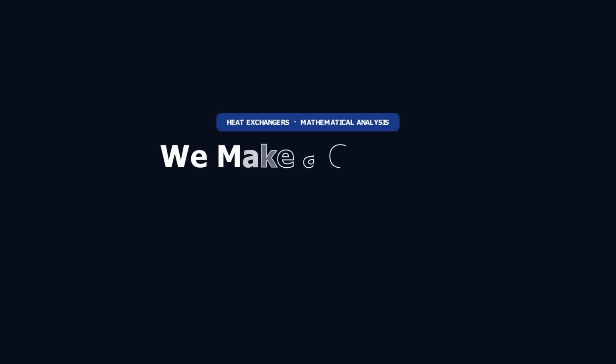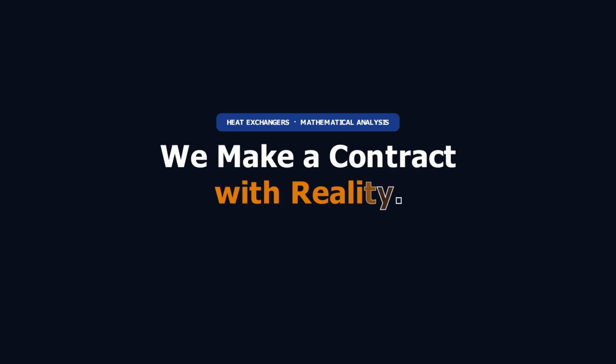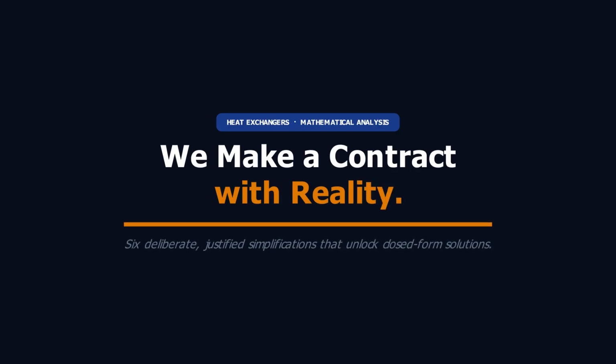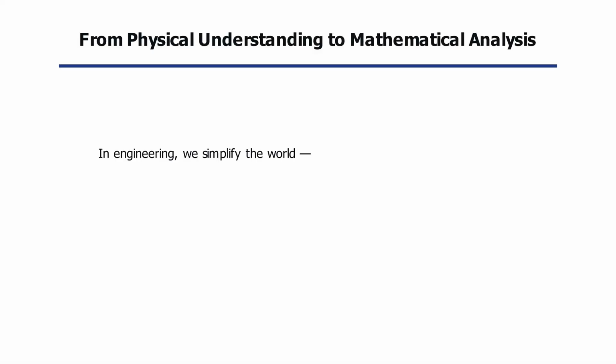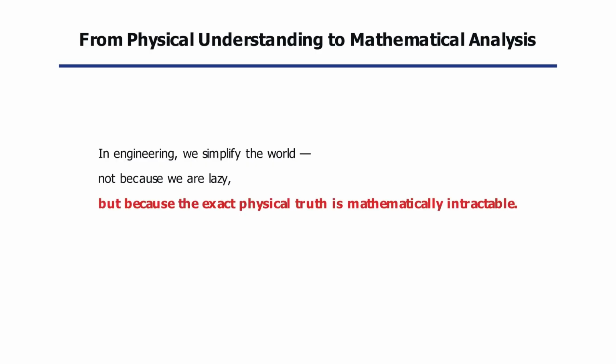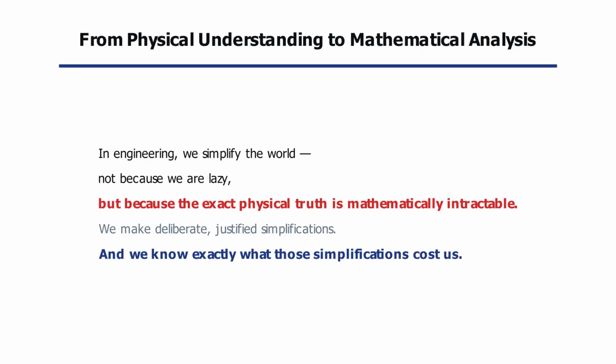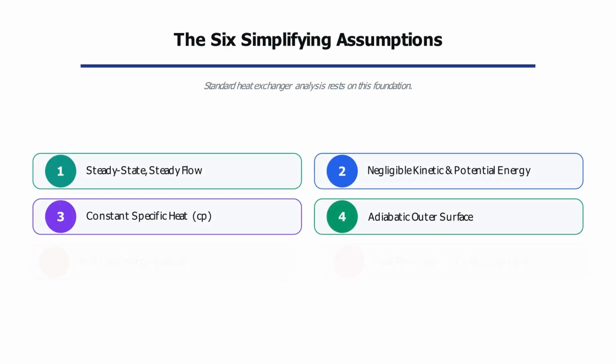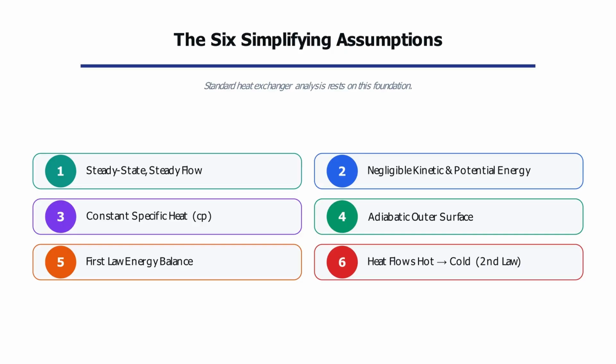We now move from physical understanding to mathematical analysis. But before we write a single equation, we need to make a contract with reality. In engineering, we simplify the world. Not because we are lazy, but because the exact physical truth is mathematically intractable. We make deliberate, justified simplifications, and we know exactly what those simplifications cost us. Here are the 6 assumptions that govern all standard heat exchanger analysis.